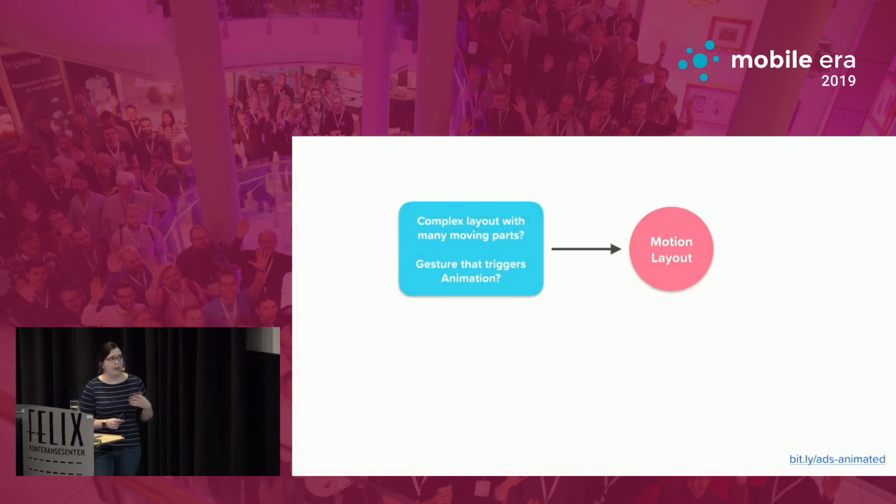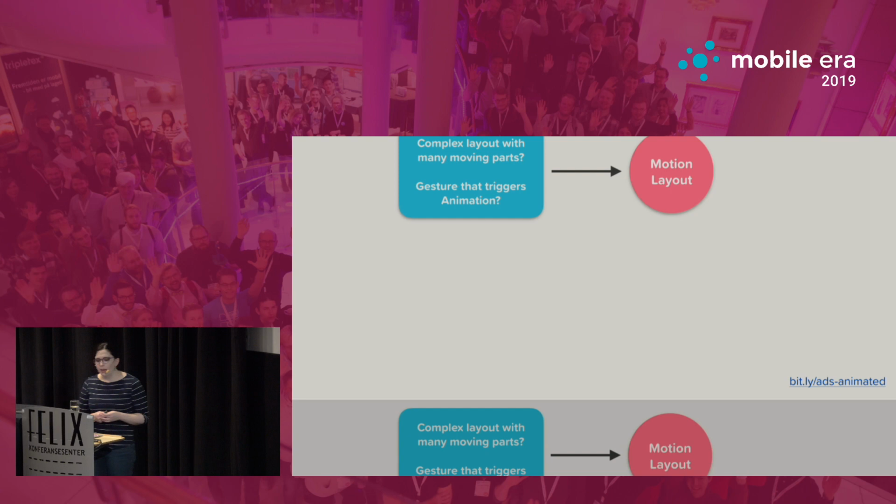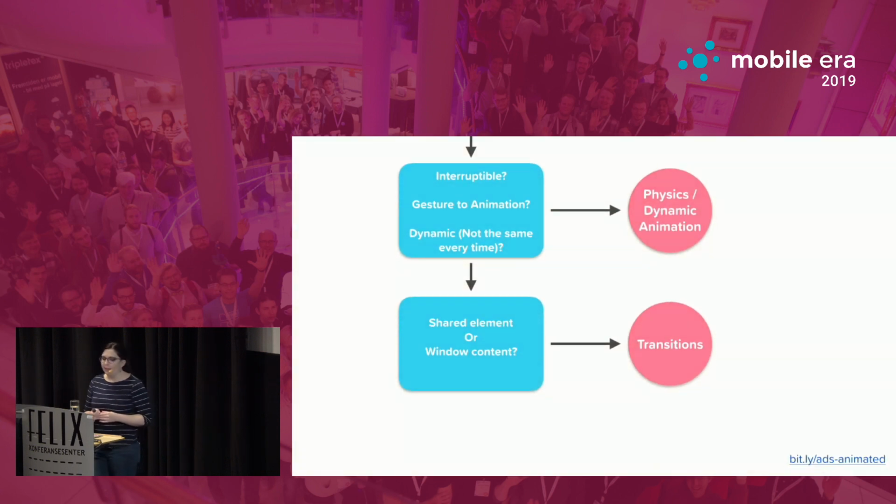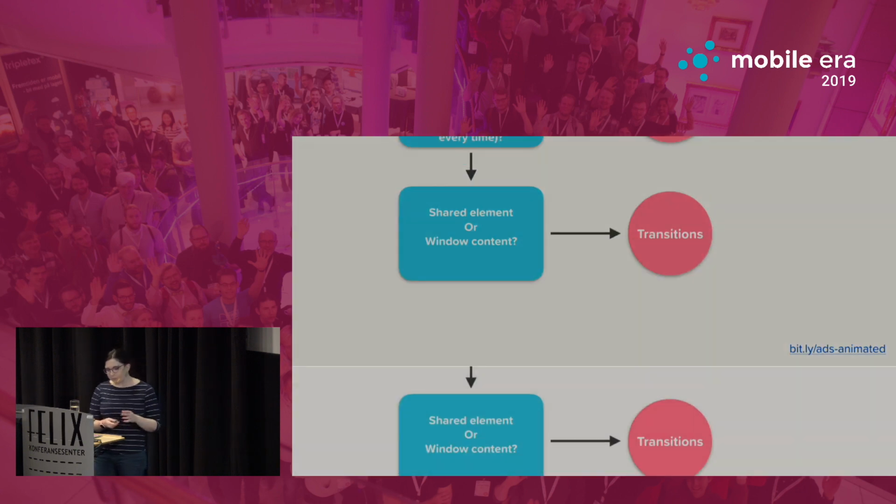So basically, when you have a complex layout with many different moving parts on screen, or you have a gesture, like a RecyclerView that triggers some kind of animation, you would use something like MotionLayout. But if you want an interruptible animation, or you want to do something dynamic, like make it based on force, then you would look at using the physics or dynamic animation. And then if you have a shared element between screens, like a fragment and a list that contains it, and then we're going to go to the details of it, or you have window content that you want to share between, you would use the Transitions API, which I didn't cover today.